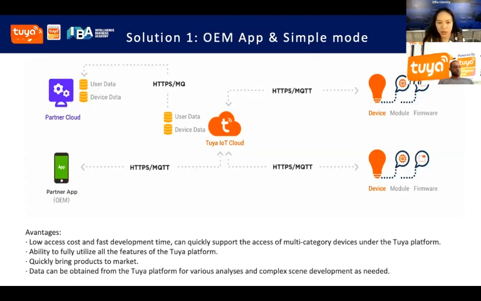You can build your own OEM app, which will be under your platform account. Then you will get the same functions as the Tuya Smart app. For devices, you get low access cost and fast development time to save your time. You can support multiple category devices. All the devices will have our own standard control panel. You will get all features on the platform. This is the easiest way.